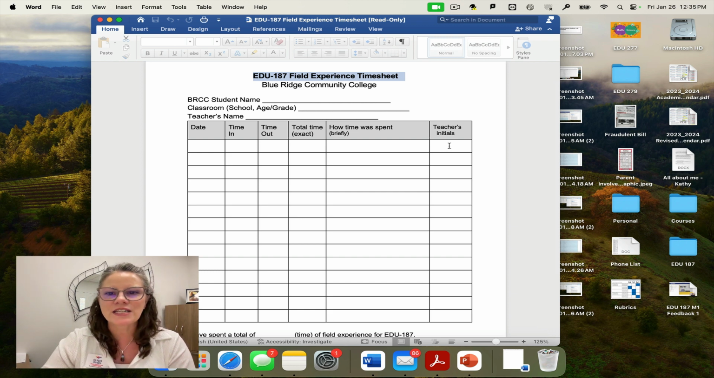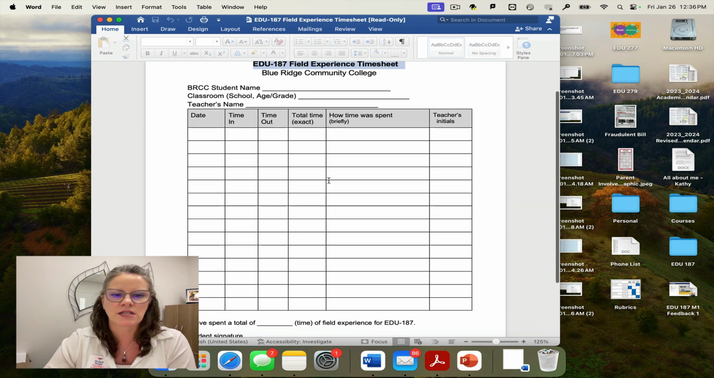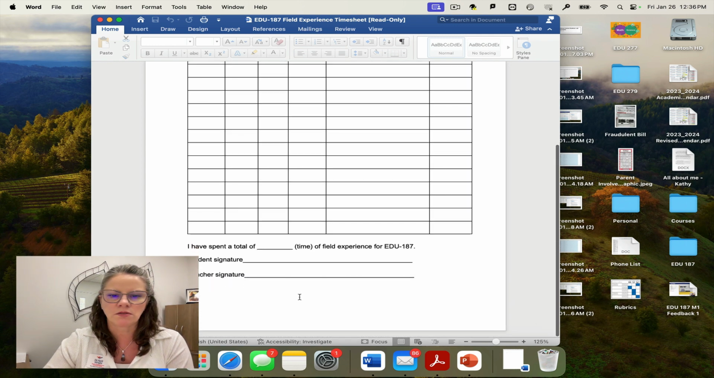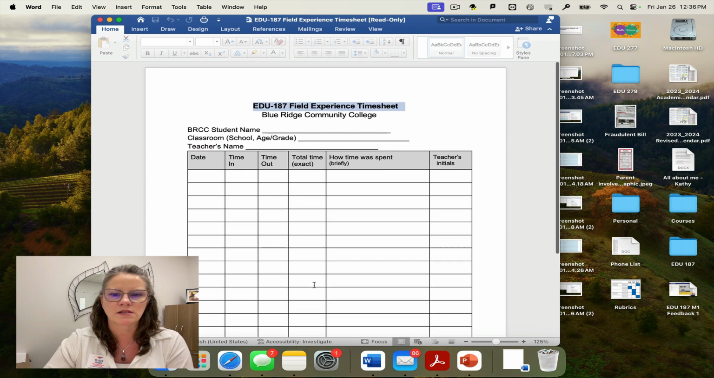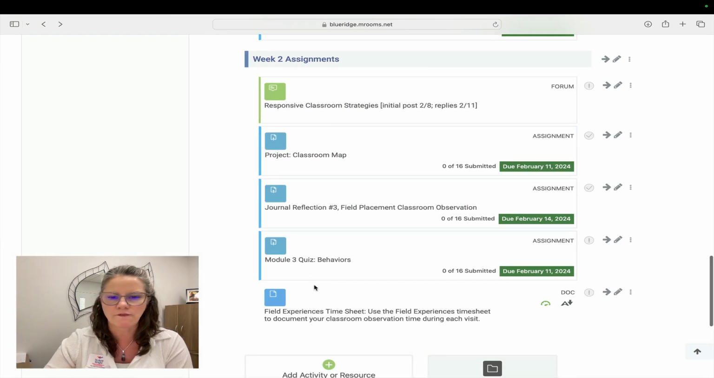Then you're going to have your teacher initial it each time. So don't take this sheet to your teacher when you've already been there 5 times and say, oh, please initial this. Just get into that routine. Teacher initials it each time you're there. And then you see what you will do when you eventually turn it in at the end of the semester. Okay? All right. Any questions about that? Just again, put it in the forum.